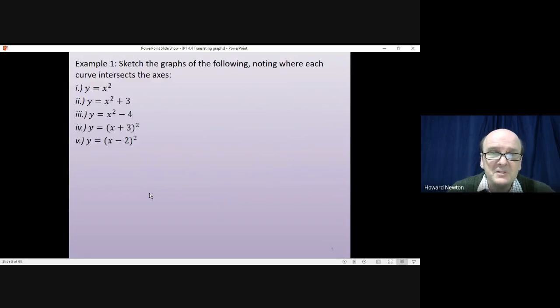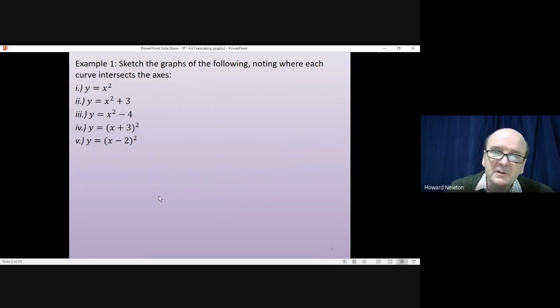Okay, I'll let you have a go at this example yourself. So we'll start off just by sketching y equals x squared. And then the idea is that we adjust the graph of y equals x squared to account for these different possibilities. I'll let you have a go yourself first, pause the video, and come back to me again when you're ready.